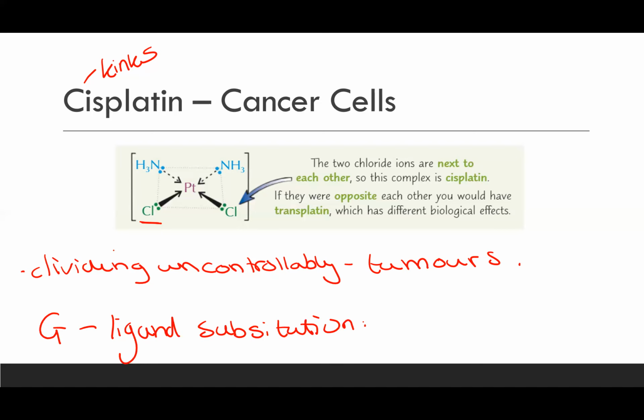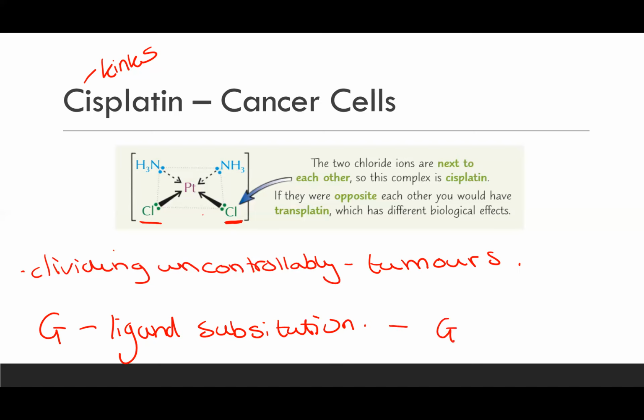And then what happens is a second nitrogen atom from a nearby guanine, and that's either on the same strand of DNA or the opposite strand, can bond to the platinum and replace the second chloride ion. So the same thing basically happens again. A second nitrogen from another nearby guanine comes and replaces that second chloride ion.